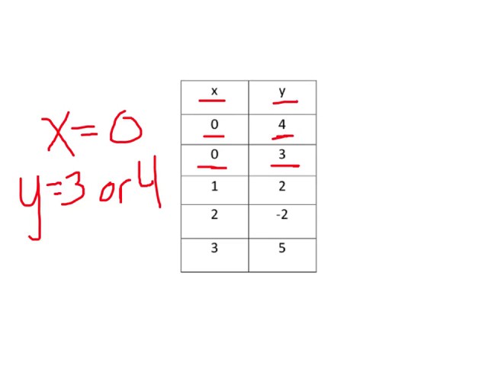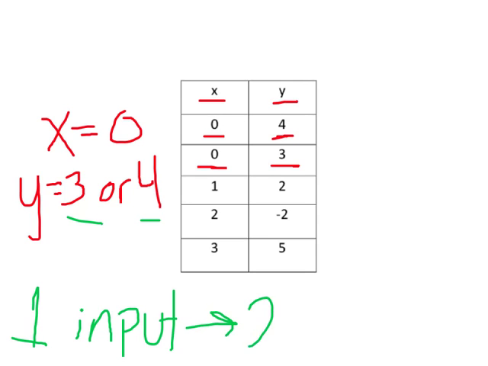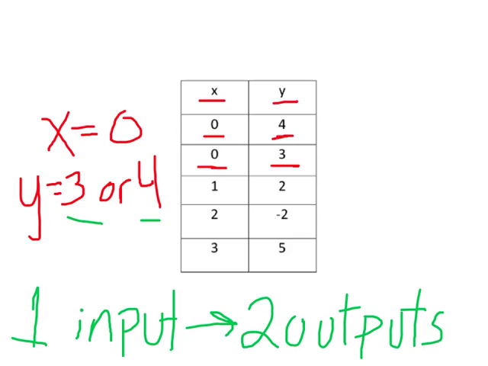So how many outputs are there for that one input? Because y can equal 3 or 4, there's one input, x equals 0, which has two outputs. So is this a function? No, this is not a function because one input can only have one output. So this is not a function.